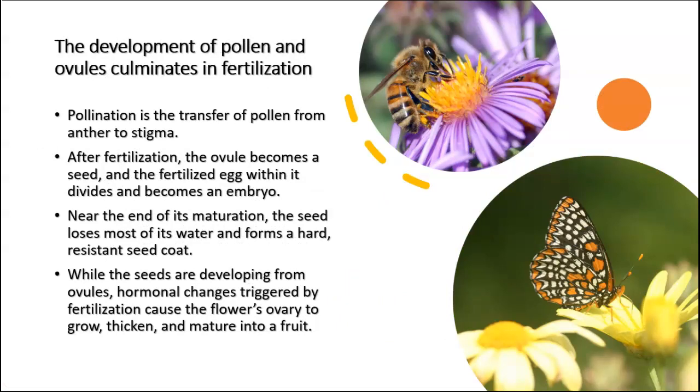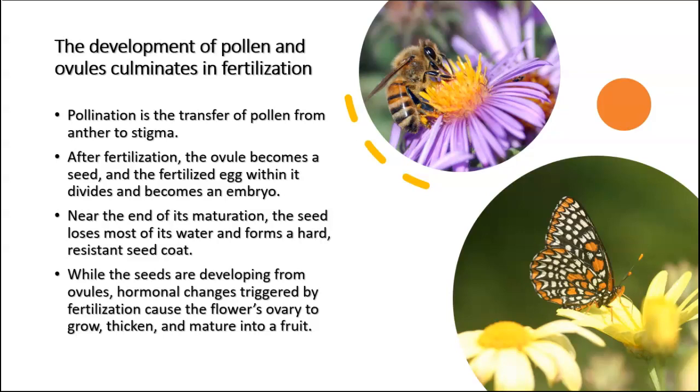Pollination is the transfer of pollen from anther to stigma. There are different ways this happens. Oftentimes it is by means of insects or birds, sometimes small mammals like bats. The fertilization occurs as a result of the pollination, the pollen being transferred. The fertilized egg divides and becomes an embryo, and the embryo will be contained inside of a seed, which then will be stored inside the ovary, which develops into a fruit.